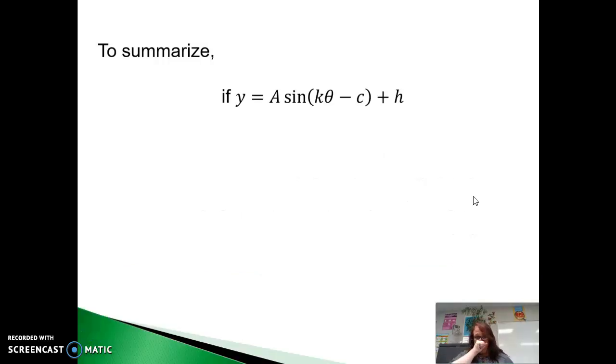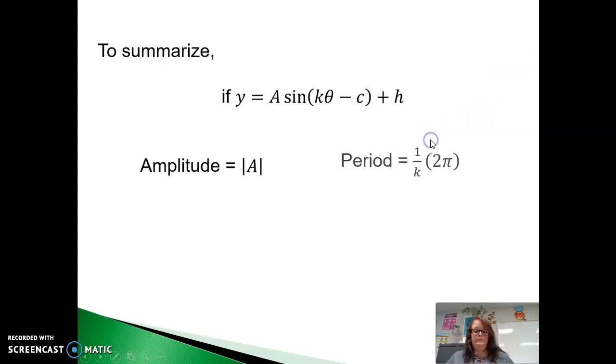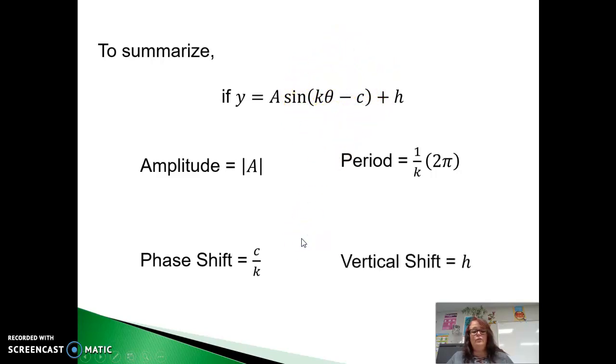So to summarize, we have this function here, and we could easily replace that with cosine instead of sine. And so the general form is going to be y is equal to a times the sine of k theta minus c plus h. And so in that equation, my a value, or the absolute value of a, represents the amplitude. The period is 1 over k times the normal period for sine, which is 2 pi, or you could say 2 pi over k. The phase shift is what I get when I set the parentheses equal to 0, so that's c over k. And then the vertical shift is h.